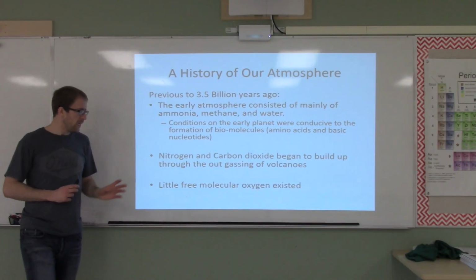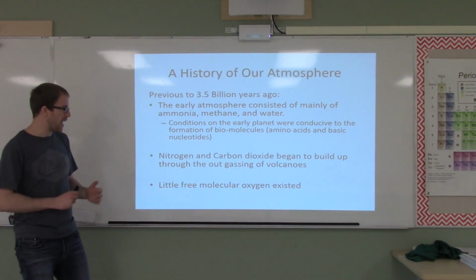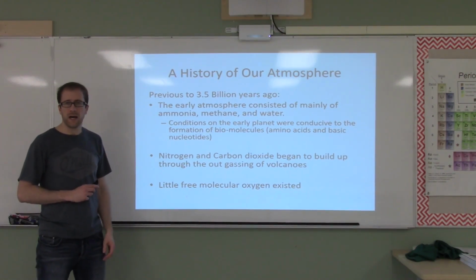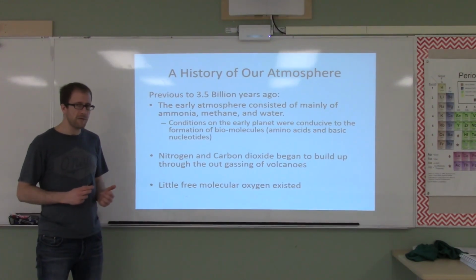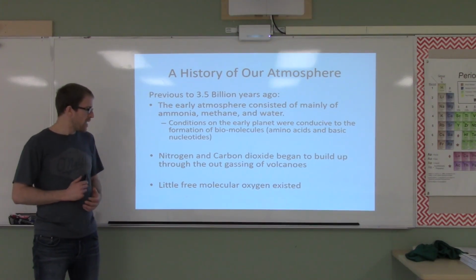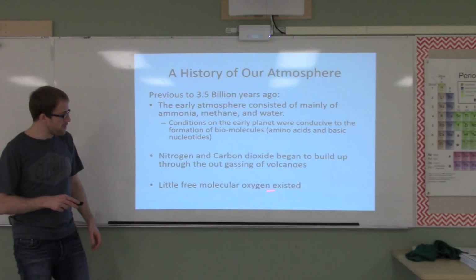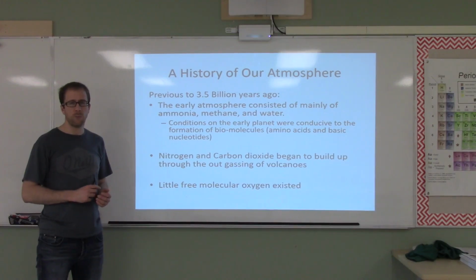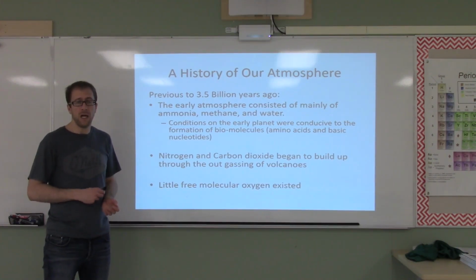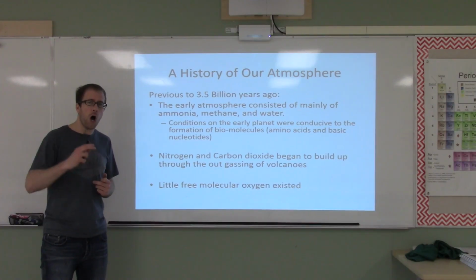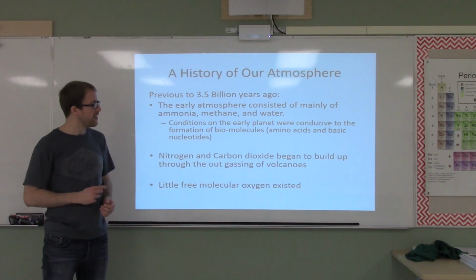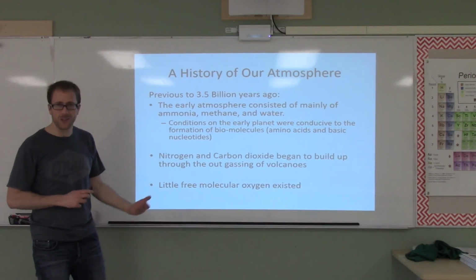Now over time, nitrogen and carbon dioxide began to build up in the atmosphere due to the outgassing of volcanoes. Keep in mind that our early Earth was still a very non-hospitable place to life. There was much more volcanic activity. And another important thing to note is there was very, very little free oxygen. The atmosphere at this time was a reducing atmosphere. The atmosphere we have today is an oxidizing atmosphere. I wonder why they call it that. Could it be because now we have a lot of oxygen in our atmosphere?